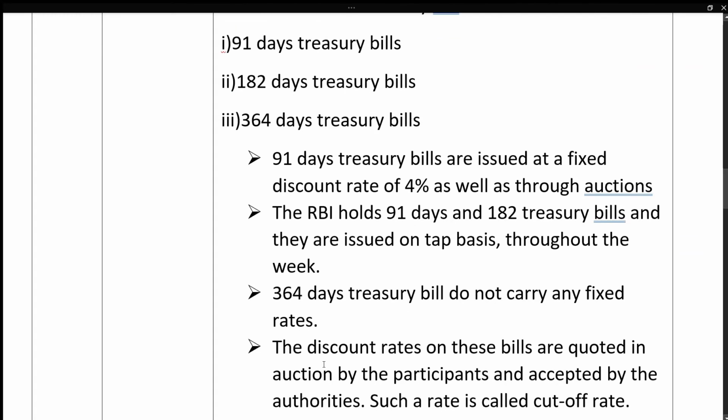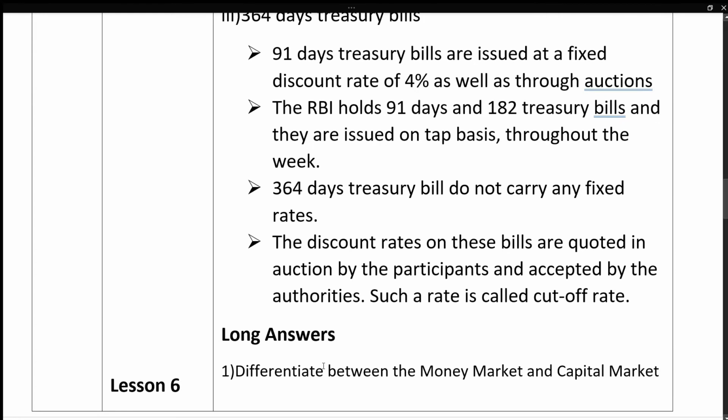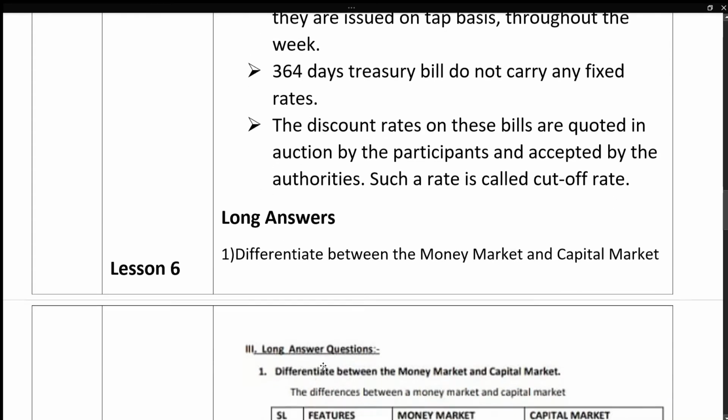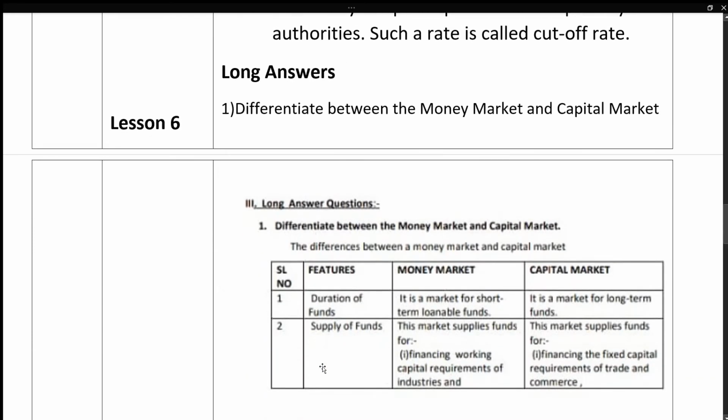And 364 days treasury bill does not have any fixed rate, but it will be quoted in the auction by the participants, and it will be accepted by the authorities if it is fair. So this rate is called a cutoff rate. Now let us move to long answer. The first question from sixth lesson is, what is the difference between the money market and capital market?